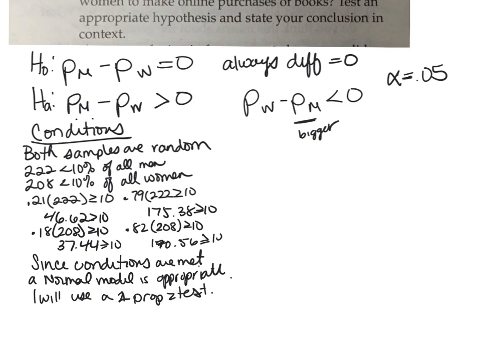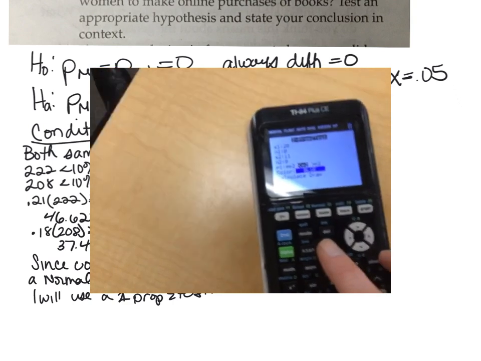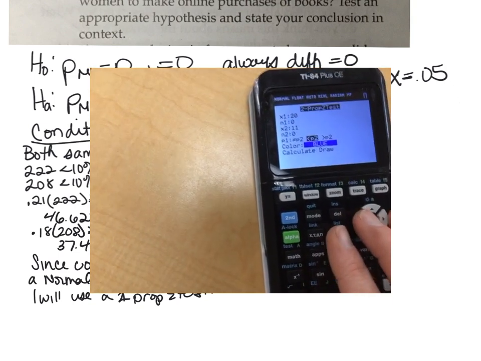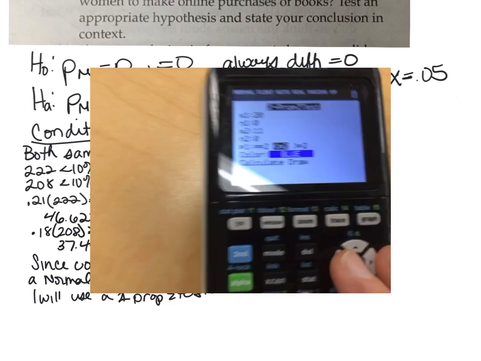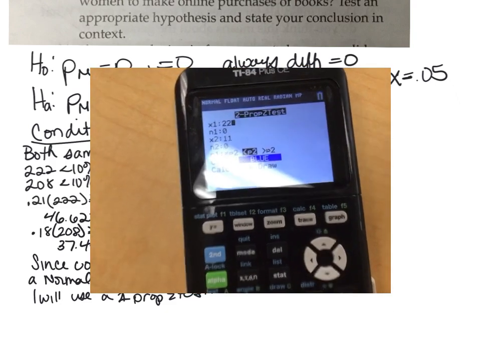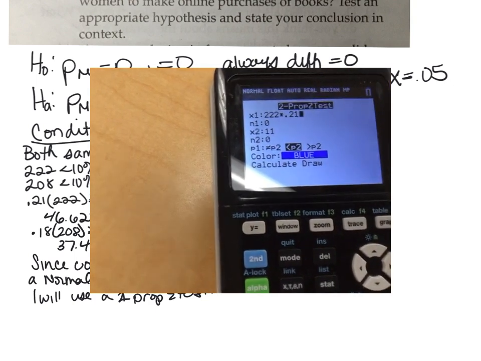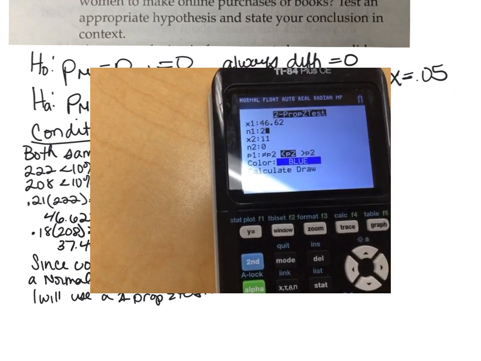You're allowed to use the calculator on both the FRQs and the multiple choice. So in our calculator, you go to stat, to tests, down to 2-prop z-test. And we did the p-hat m first. So we're going to put in here the 0.21 times 222. That was p-hat m, right? And then for n1, we're going to put 222.